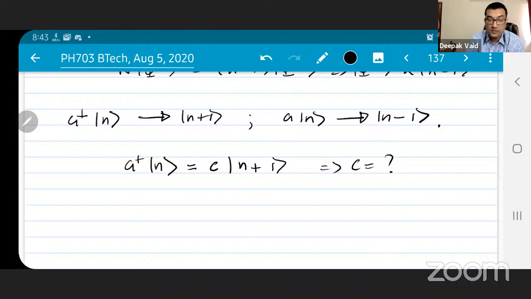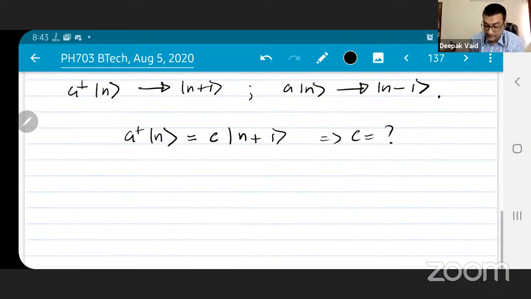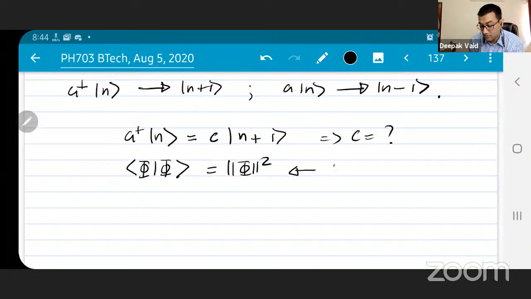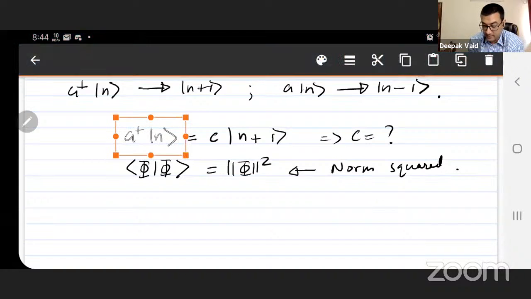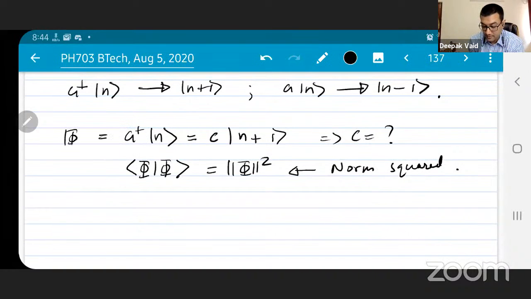So if you want to calculate c, well, what can we do? We basically want to find the norm of this state. So how do we find the norm of any state? We take ⟨phi|phi⟩. This is the expression for the norm squared of the state. So let's take this state, this is our phi state, and calculate the norm.